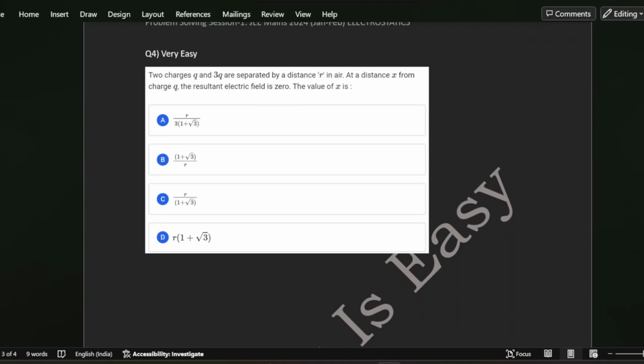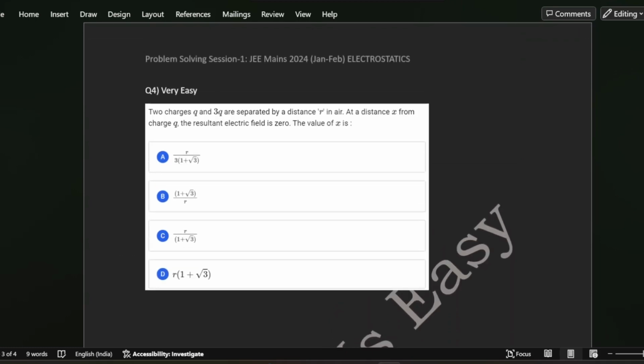So let's move on to the last question of the day. It's very, very easy. And what is the question? Two charges q and 3q are separated by a distance r in air. At a distance x from charge q, the resultant electric field is 0. The value of x is? First of all, you will have to know one thing. In other words, the electric field is 0. The resultant electric field is 0.